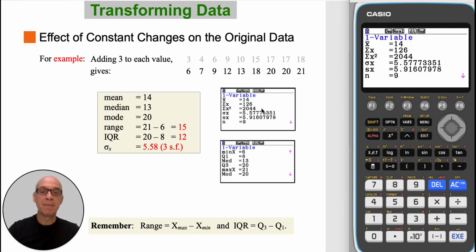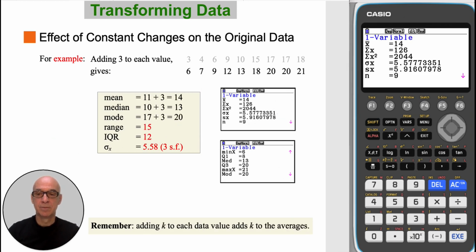We see that the mean is now 14, the median now 13, and the mode now 20. However, the range, which is the maximum value of 21, take away the minimum value of 6, is still equal to 15. And the interquartile range, which is upper quartile of 20 minus lower quartile of 8, is still equal to 12. And the standard deviation, sigma x, is still 5.58, correct to 3 significant figures.